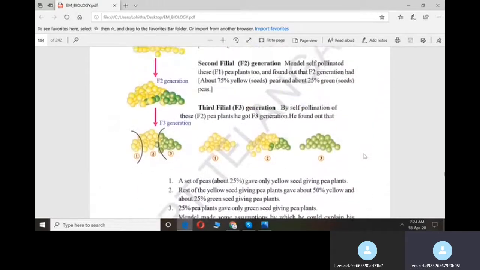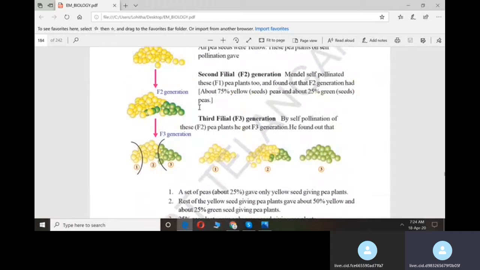So in the first generation, all were yellow. Next, in the F2 generation, he got almost 75% yellow and 25% green. How? Capital Y, capital Y small y, capital Y small y, small y. This small y is green. All the others are yellow because wherever the capital Y is there, it shows the dominant character. That is why you get 75% yellow and only 25% green. In the third generation, he again self-pollinated. Self-pollinated means either capital Y or small y, so he got either all yellow or all green.